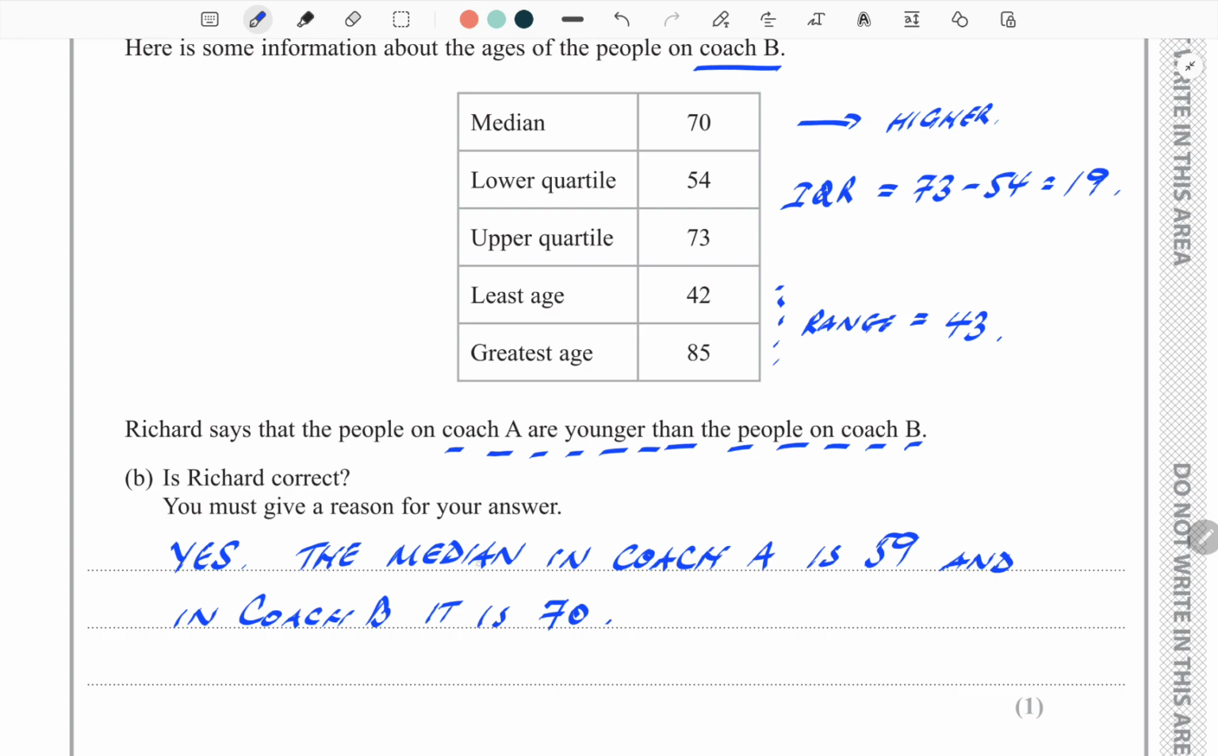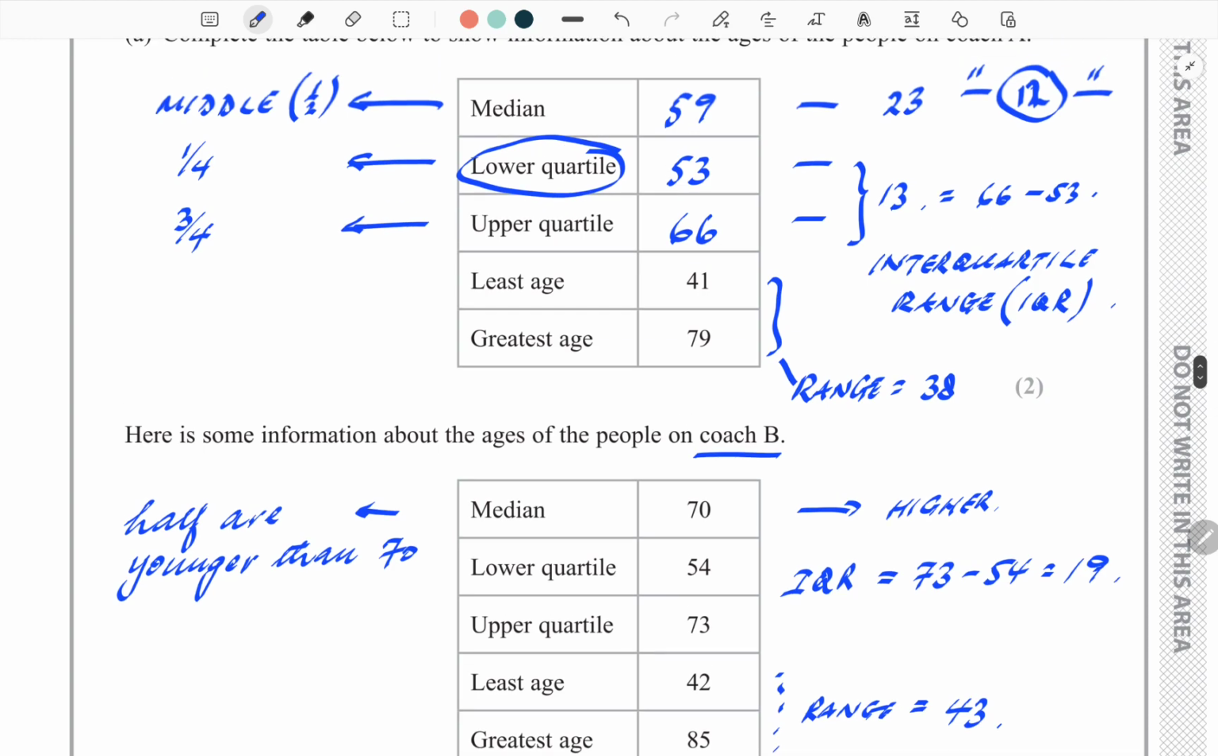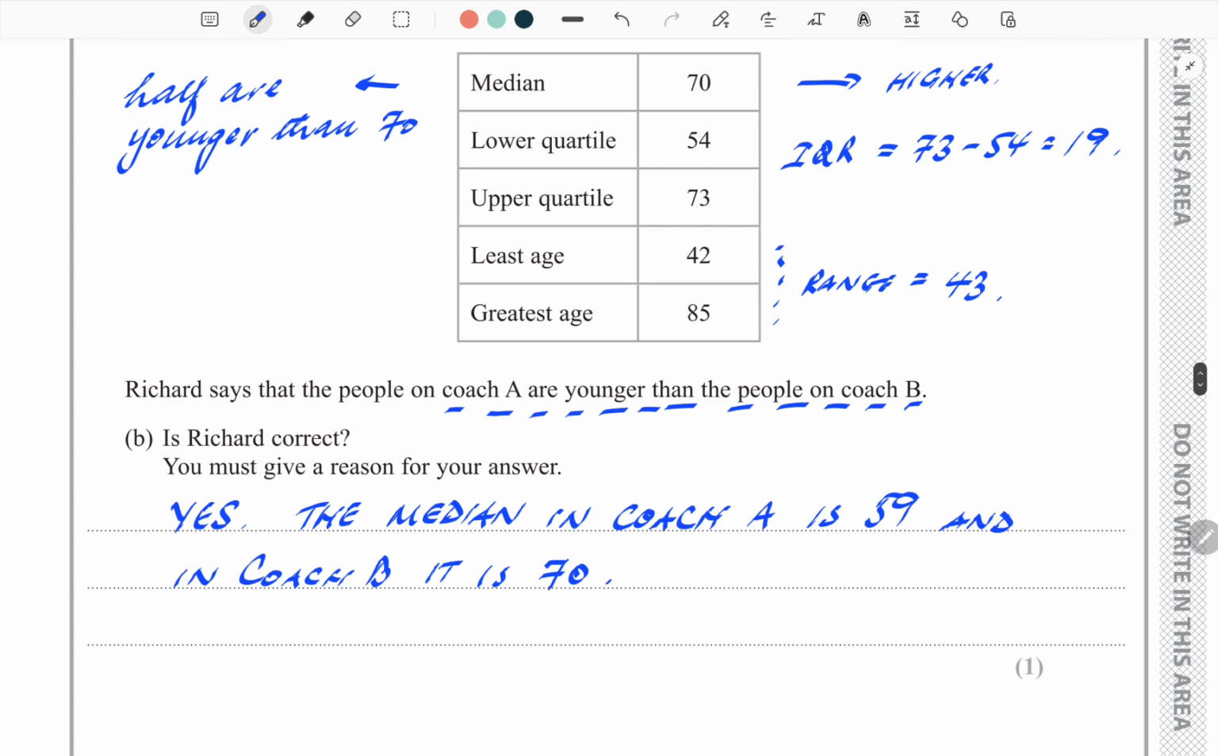Now, the meaning of the median is that the median marks a value where it splits your people exactly in half. So half the people are younger than 70 for the median in coach B. And the same statement for coach A, half are younger than 59. So generally speaking, the people in coach A are actually younger. And that's the main reason for it.